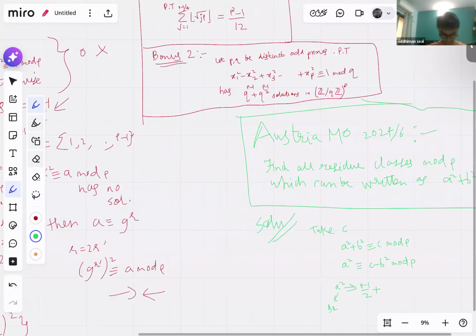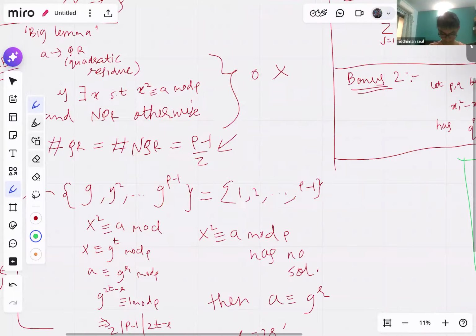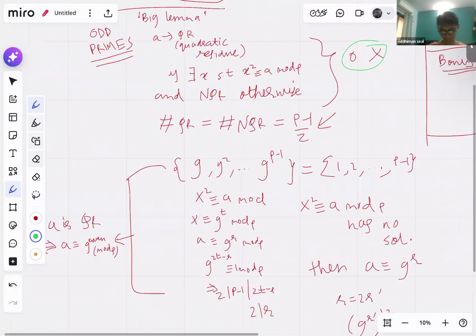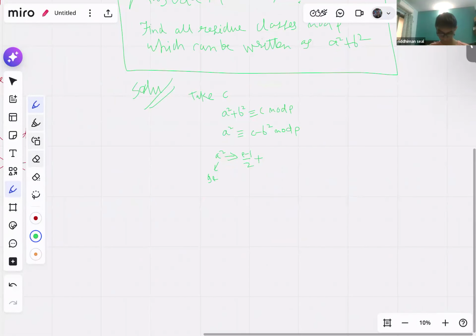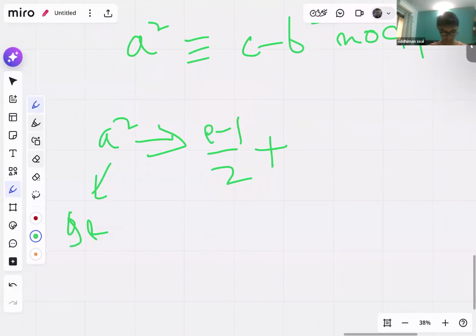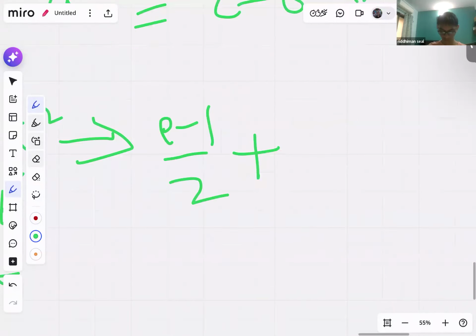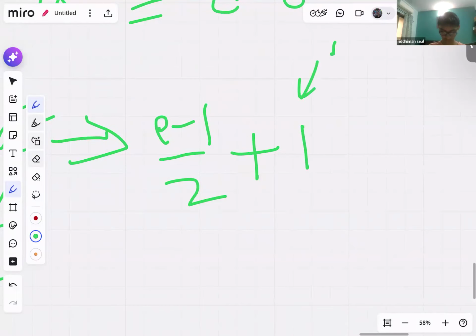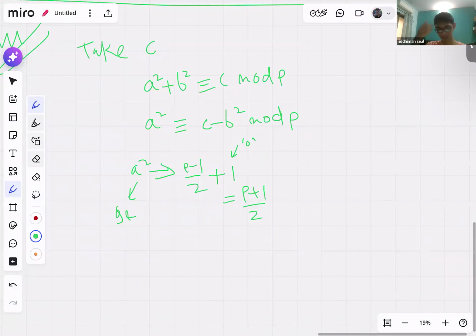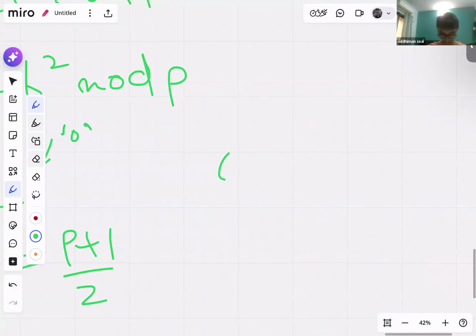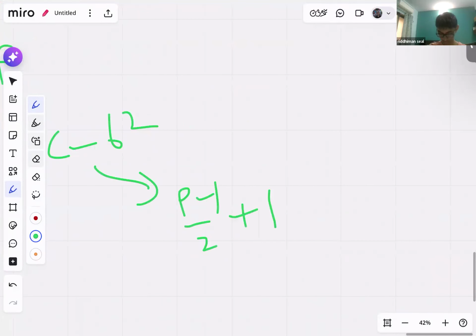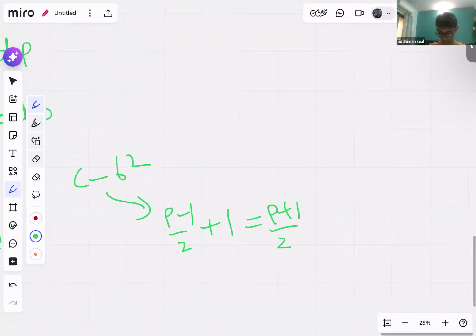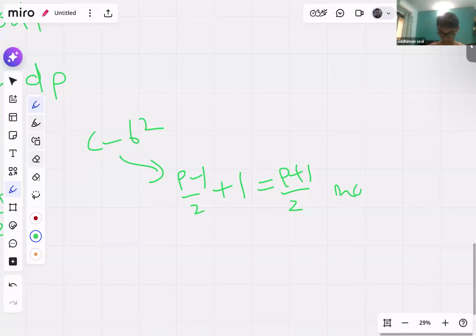And remember, in this we excluded 0 because 0 is not in this primitive root set. So here we have to make sure to include 0 back. So A squared can take P minus 1 by 2 QRs plus one other solution. This is just like 0, equal to P plus 1 by 2 distinct remainders. Similarly, C minus B squared can also take P minus 1 by 2 plus 1 equal to P plus 1 by 2 distinct remainders, mod P, right?